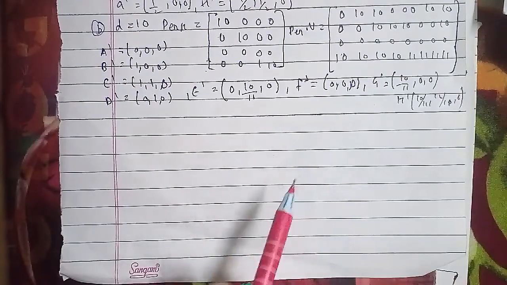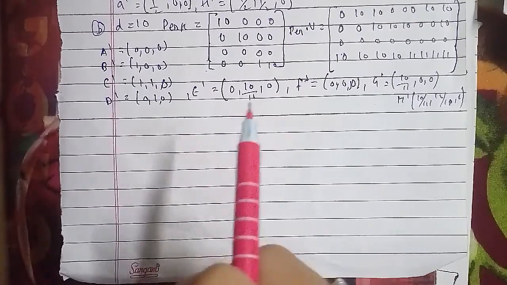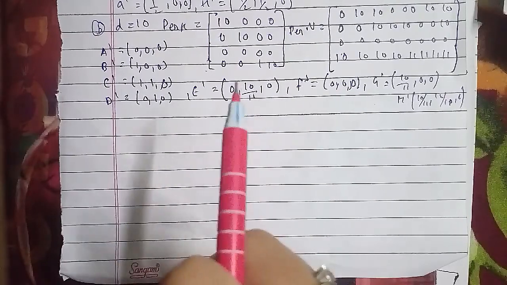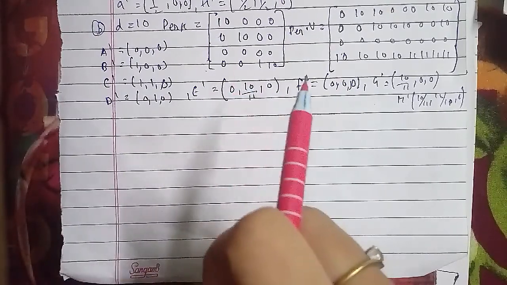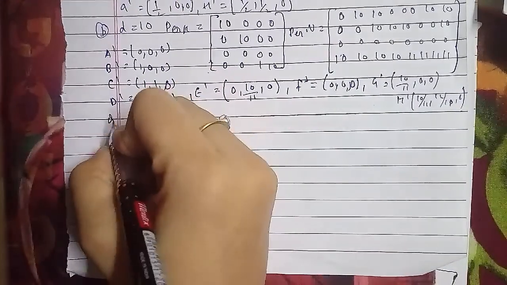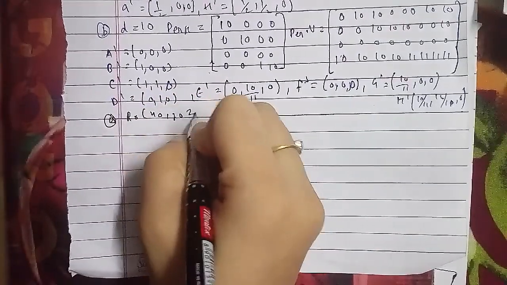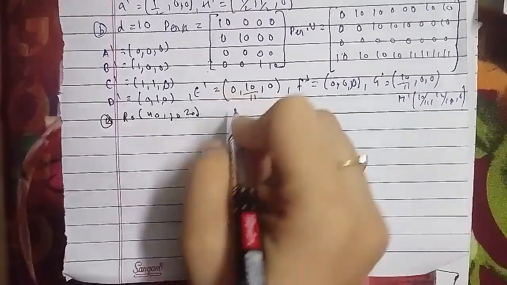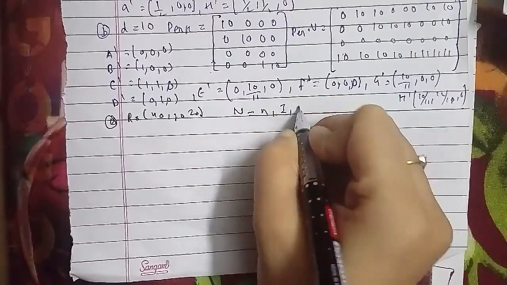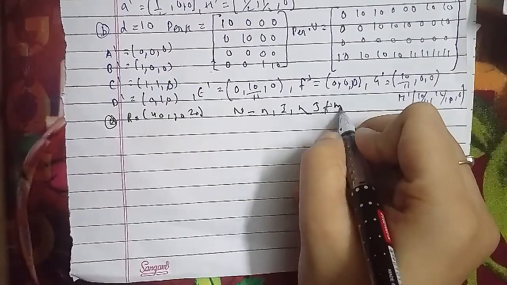Now we'll talk about another question, which is: using the origin as the center of projection, derive the perspective transformation onto the plane passing through the point r0, that is x0, y0 and z0, and having the normal vector n equals n1 i plus n2 j plus n3 k.